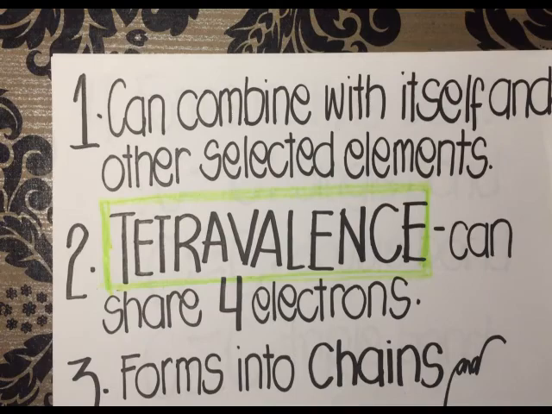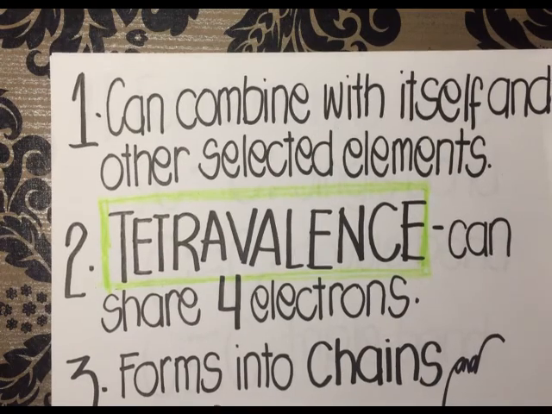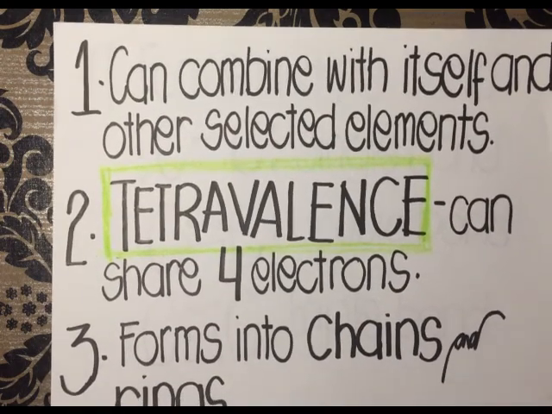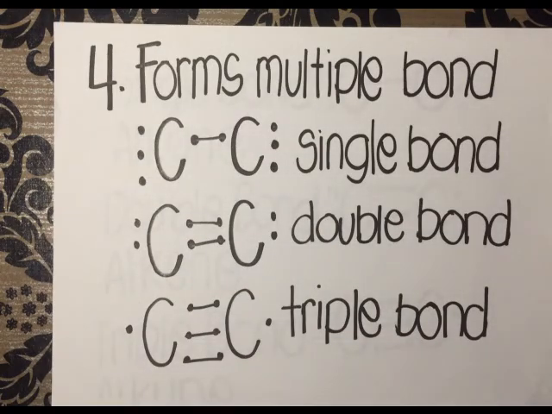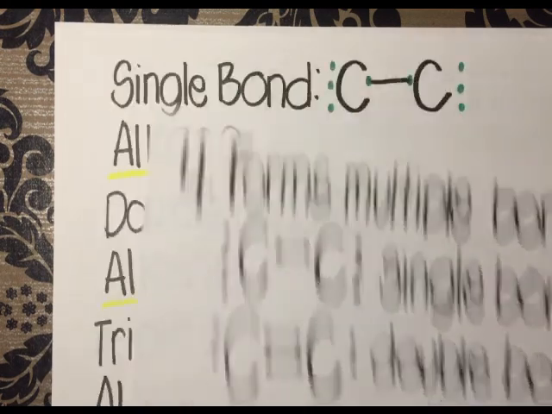Forms chains and rings. Okay? Only carbon can do that. That's why carbon is unique. Forms multiple bonds. So we have a single bond if it shares one pair of electrons. So ibig sabihin ng dalawang perasong electron. Double bond if it shares two pairs of electrons. And triple bond if it shares three pairs of electrons.